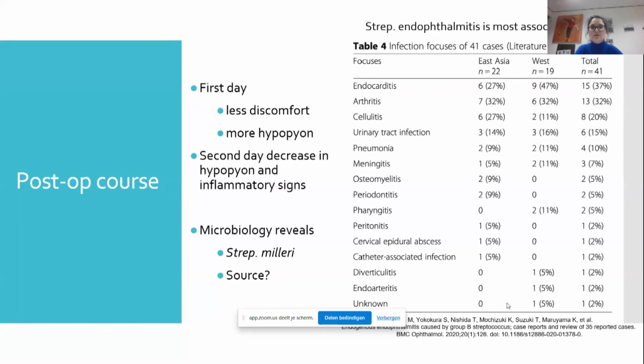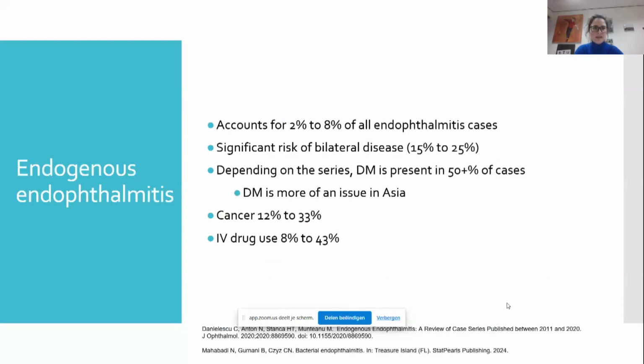Next to that, Streptococcus endophthalmitis can also be associated with endocarditis. That is the most common reason for endogenous endophthalmitis due to Streptococcus. Also, arthritis is seen, and the other causes are less common. Endogenous endophthalmitis accounts for just 2 to 8% of all endophthalmitis cases. Most endophthalmitis cases are caused after operation, but it is important to distinguish and also to search for the etiology.